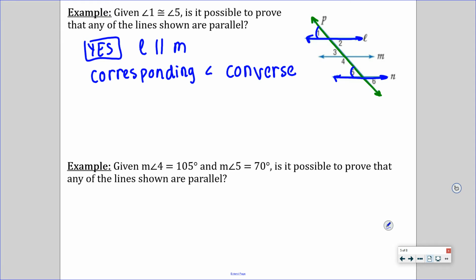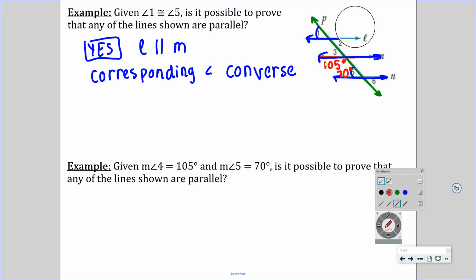All right, next one says, given that the measure of angle 4 is 105 degrees, so that one is made up with line M, and the measure of angle 5 is 70 degrees, is it possible to prove that M and N are parallel? Because those are my two lines I'm looking at now. All right, what's the relationship between angle 4 and 5?